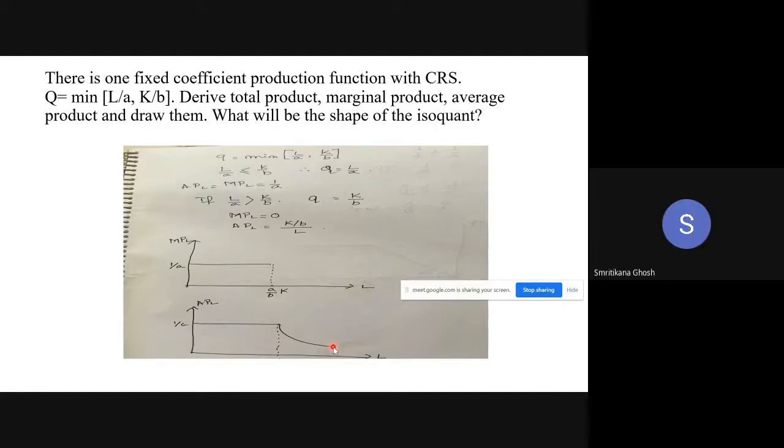Okay. Any doubt from these two derivations? We are going to derive something more: the total product and the isoquant. These two are there in the next slide. Okay. So I'm going to the next one.